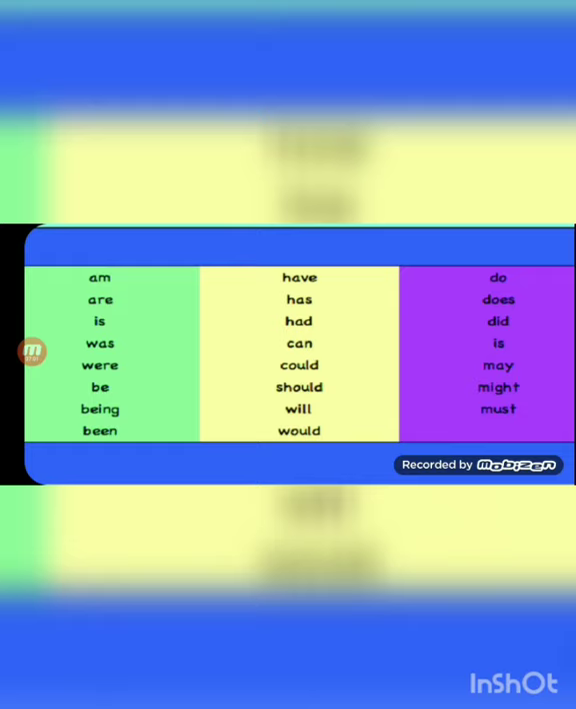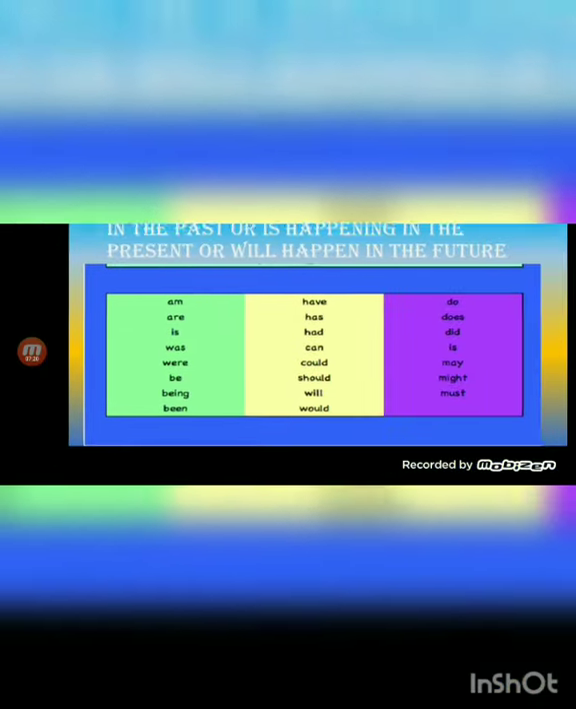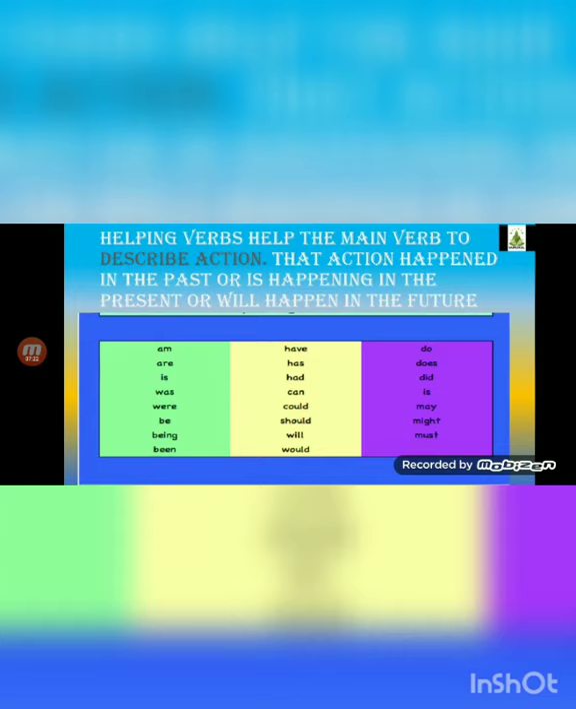So am, are, is, was, were, be, being, have, has, had, can, could, should, will, would, do, does, did, may, might, must. So these are also called the helping verbs. These are the words which describe the happening in the present, or what will happen in the future, or what has already happened in the past. So based on these words we will form sentences, whether they belong to present, past or future. So this is a very helpful verb, children. These are the helpful verbs.